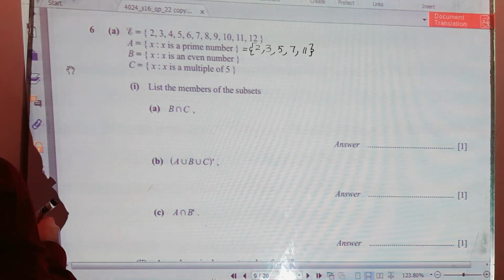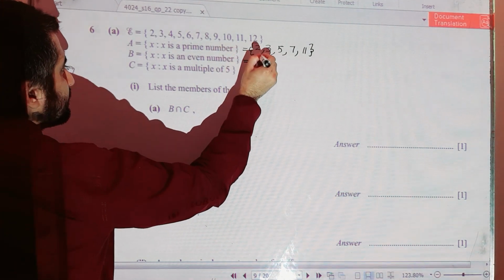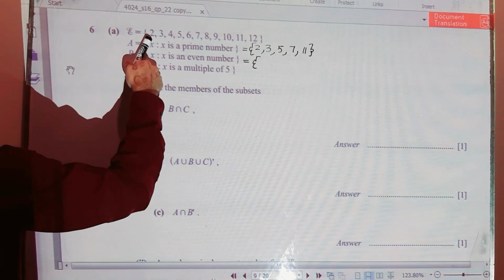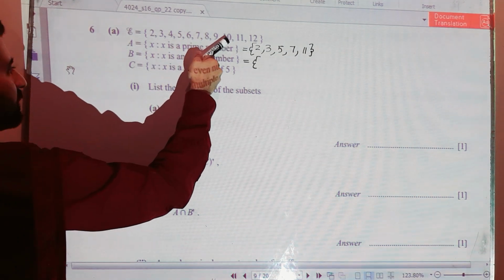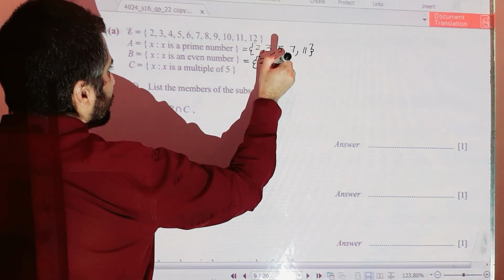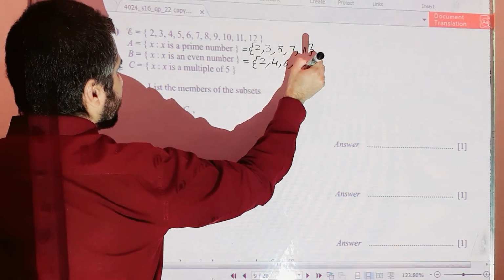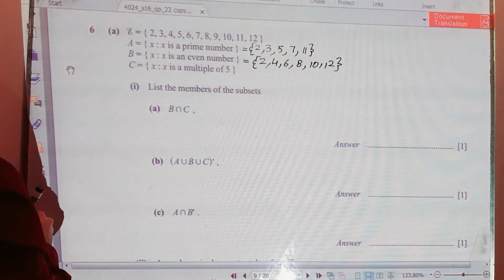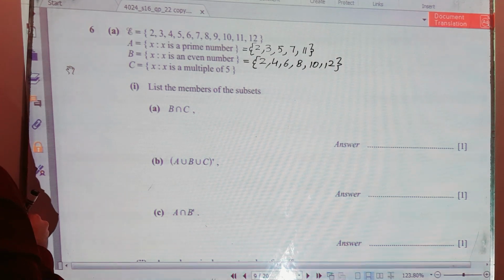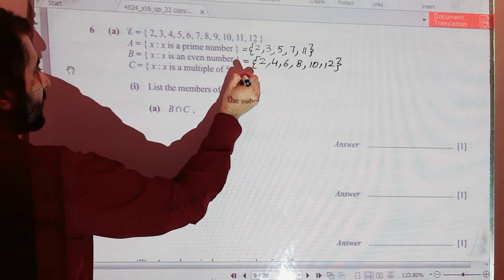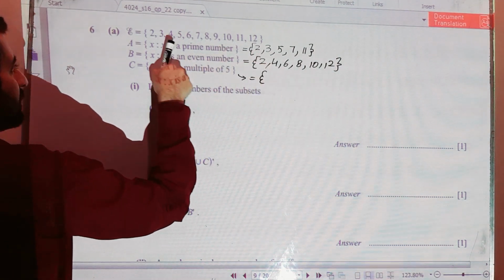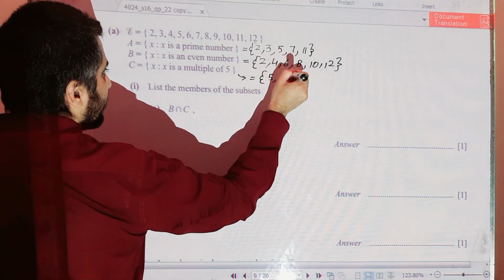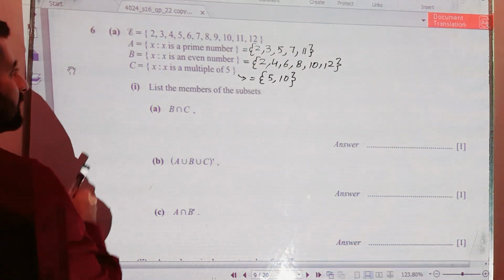B is a set of even numbers. From this universal set, you can pick up even numbers 2, 4, 6, 8, 10, 12. Then we have C, which is a set of multiples of 5. So that will be 5 and 10, the multiples of 5. First of all, we write the elements of all these subsets.